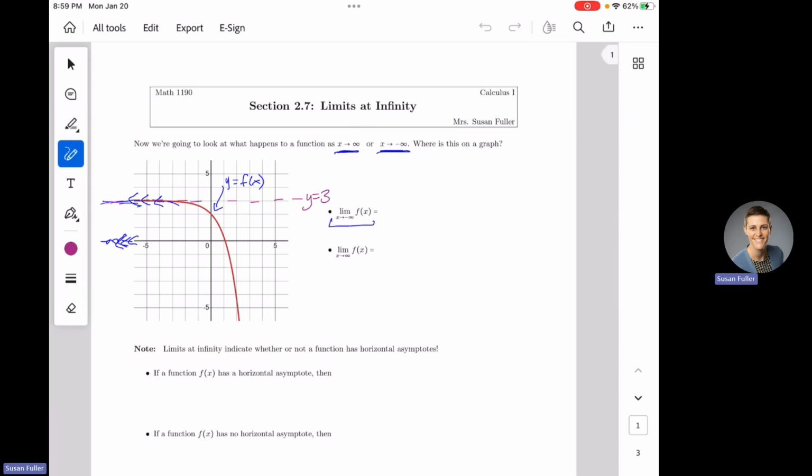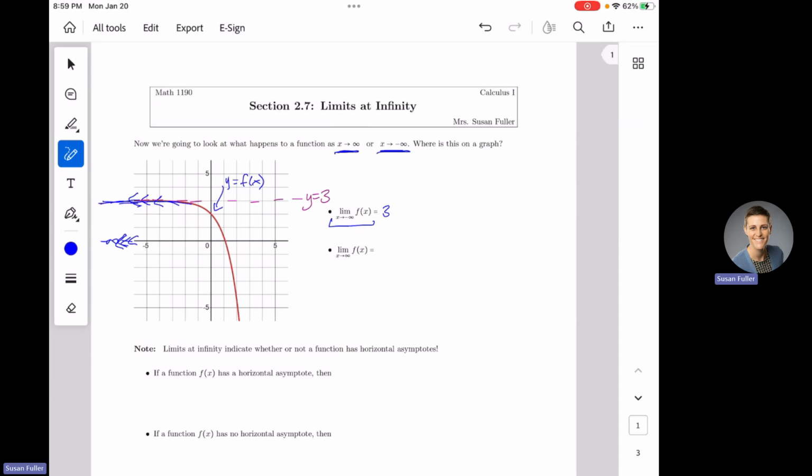So as x goes off to the left here, my function is going to get closer and closer to y equals 3. It's never going to get there, but that's where the road is headed. It's the journey, not the destination. The road is heading for 3. This limit is 3. Because as x goes to negative infinity, way off to the left, y is headed toward 3.